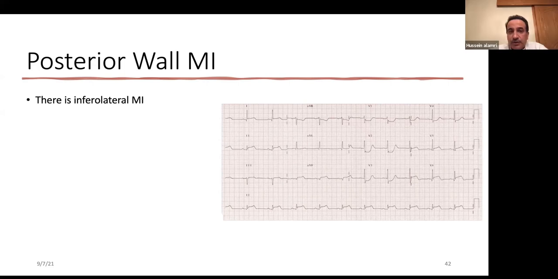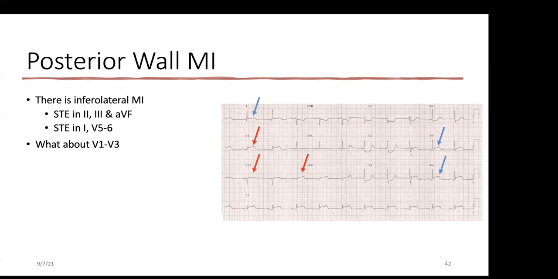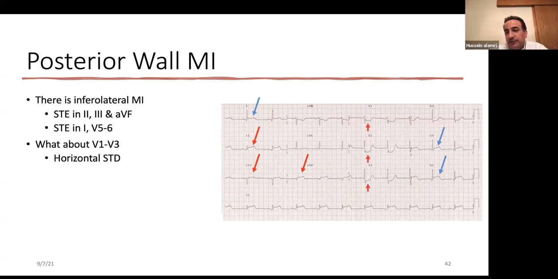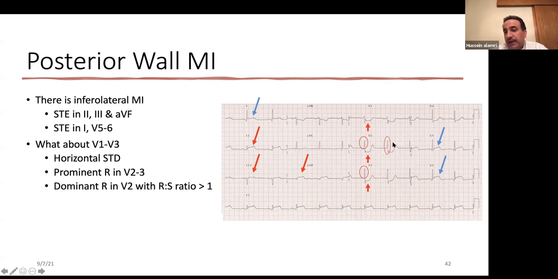Okay, exactly. This is most likely an inferior lateral MI. As you see, there is ST elevation in the inferior leads and in the lateral leads, and there is ST depression in V1, V2, and V3. Again, if you revert this ECG, you will see exactly that there's an ST elevation in these leads rather than ST depression. Again, you will see all the criteria. You'll see the ST depression, the prominent R wave, the hyperacute T wave, and the R to S ratio more than one. All of these four features indicate that there is a posterior extension or infarction along with the inferior MI.